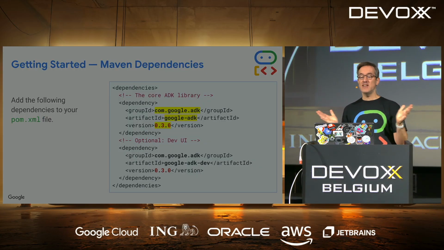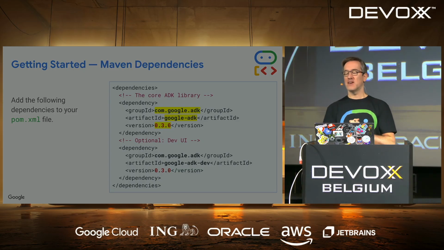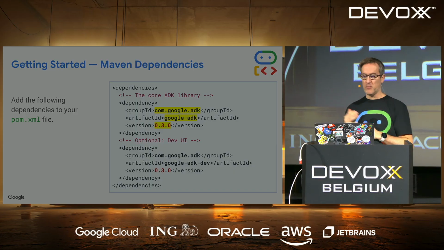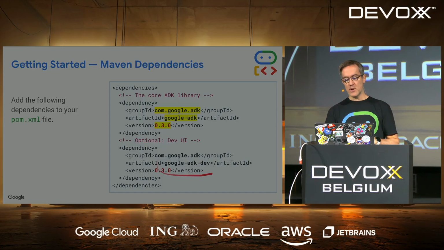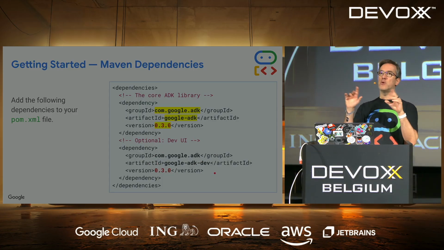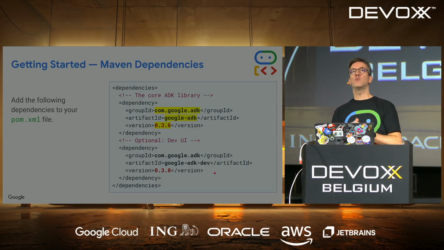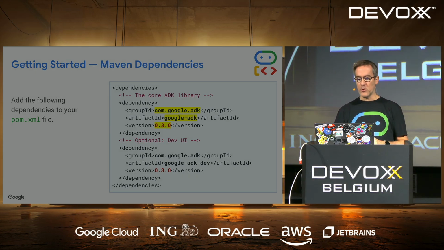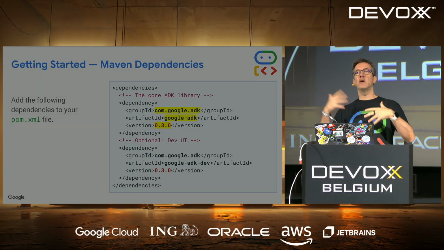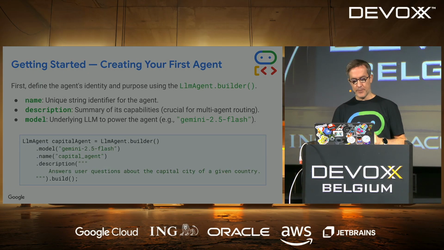To get started, it's easy. As with any Java framework or library, you add the dependency to your pom.xml or Gradle build file. That's the main dependency, but you also have this one, which provides a developer UI to interact with your agents directly without you having to provide a UI. But that's mostly for debugging purposes, development purposes, etc.